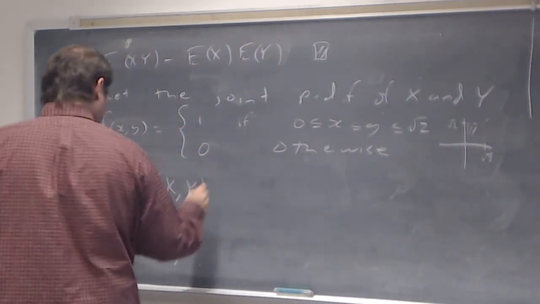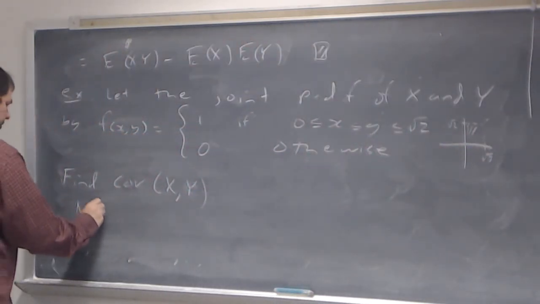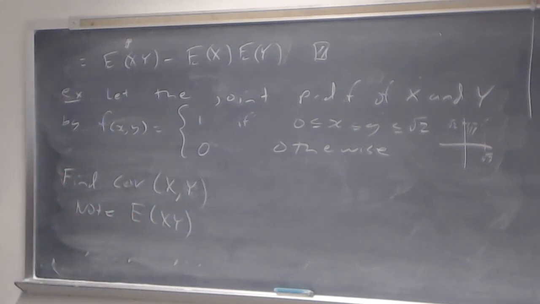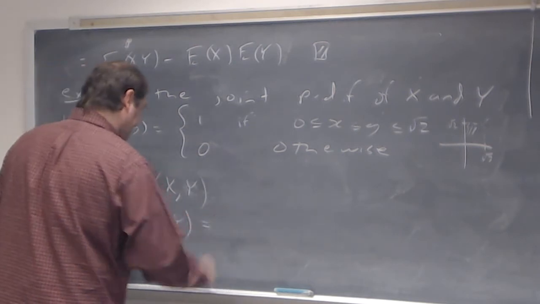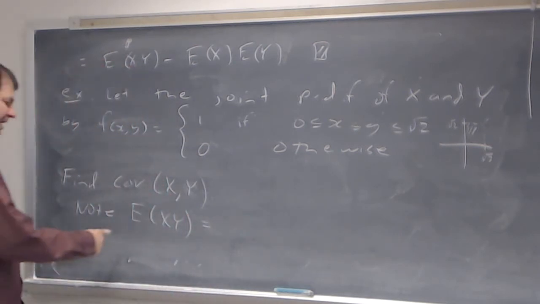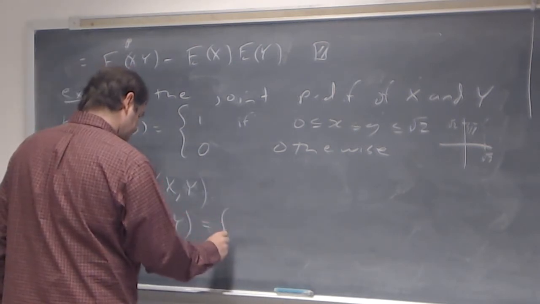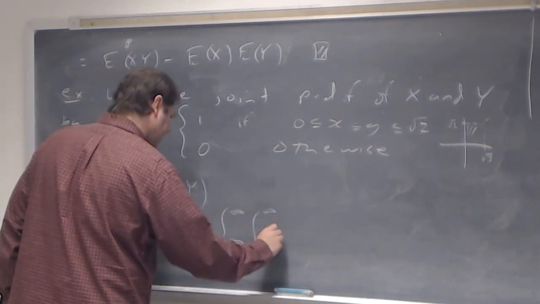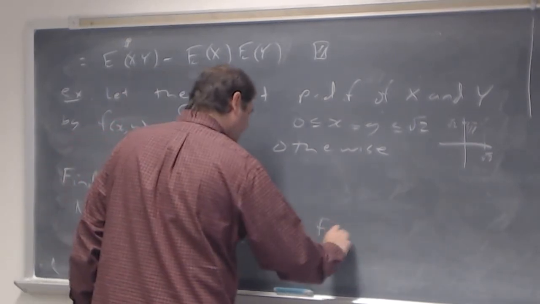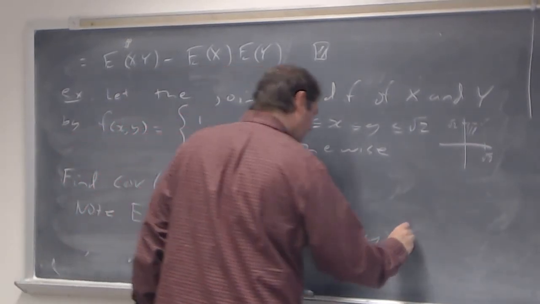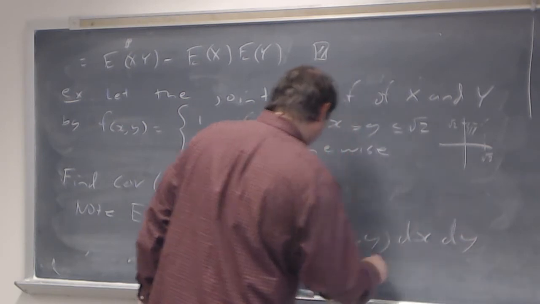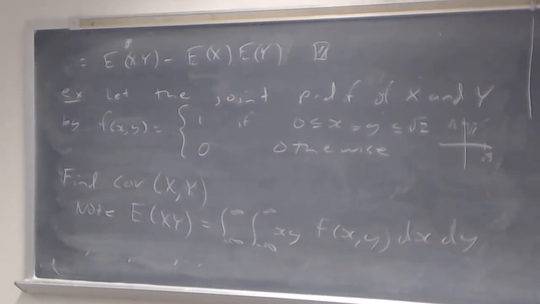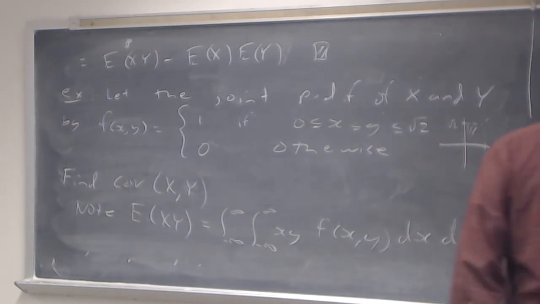And so we'll start off with, note, the expected value of x times y, something we'll need. By definition, the expected value of g of x, y is equal to the double integral, from minus infinity to infinity, minus infinity to infinity, of x y f of x comma y, dx dy. Now, we don't know whether these are independent or not, but we don't need to know. We can compute this correctly.